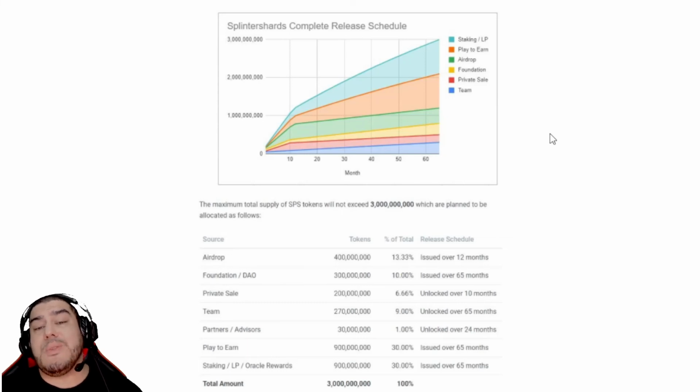So I want to leave you with one last thought. What happens when the supply dries up? Remember that there's only going to be a maximum total supply of 3 billion SPS tokens. Let that sink in for a second. What happens when they run out? Do you think the price will increase? I'd love to hear your thoughts below on this.